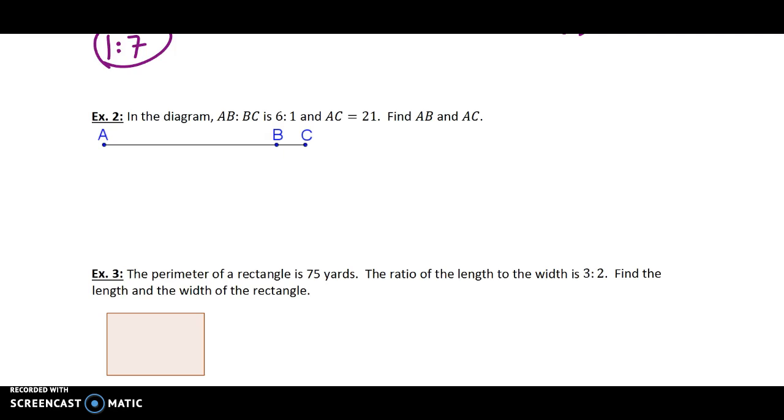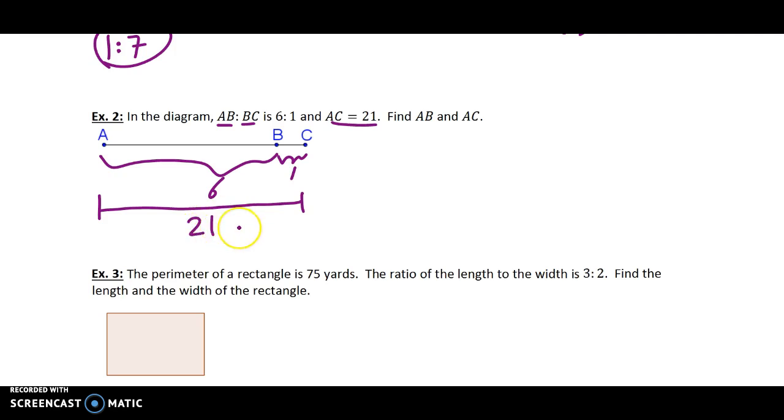Okay. They can also ask you questions like this. In the diagram, the length of AB to the length of BC is in the ratio 6 to 1. Basically what that means is, if AB were 6, BC would be 1, right? For every 6 units in AB, there's 1 unit in BC. Basically, it's 6 times as big, and you might be able to see that going on. But then they tell you, well, wait a minute, the whole thing, AC, is 21. 21 what? Inches, feet, doesn't matter.